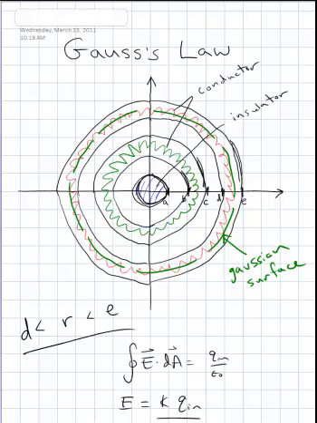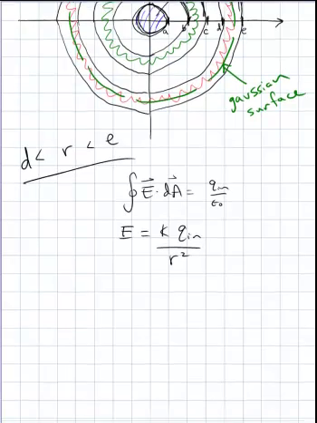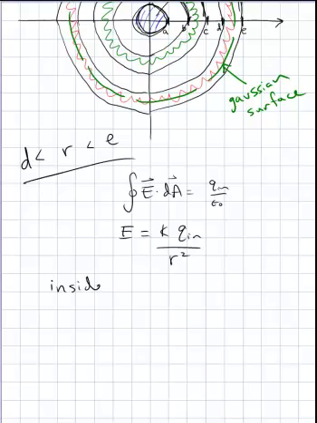I've cleaned up my picture a little bit, and I've drawn a new Gaussian surface because now we're interested in the space between R equals D and R equals E. So we've got a new Gaussian surface. I've written out Gauss's law, but we know something. Now we are inside of a conductor again. So E has to equal 0. So we've got our electric field. That was the easy part. Now let's find the charge on the inner and outer surface of that conductor.